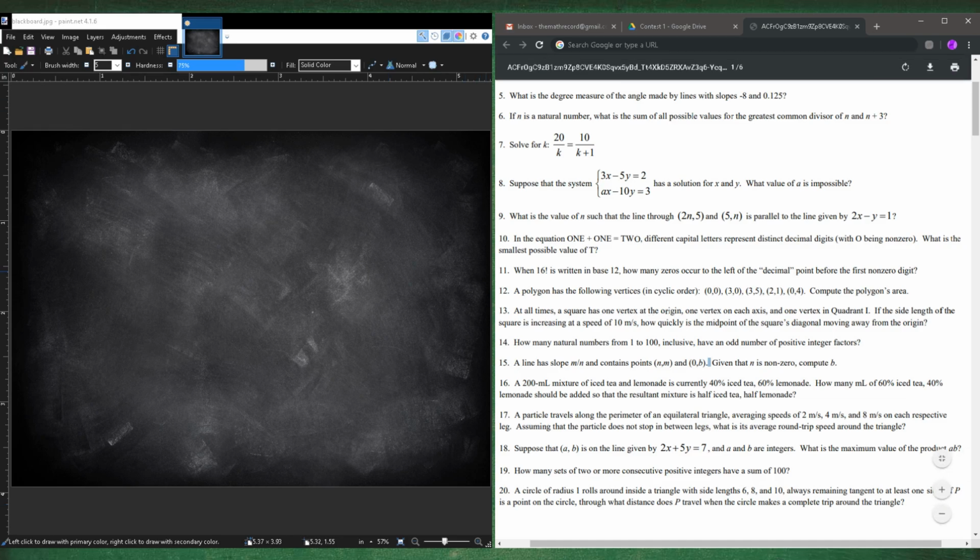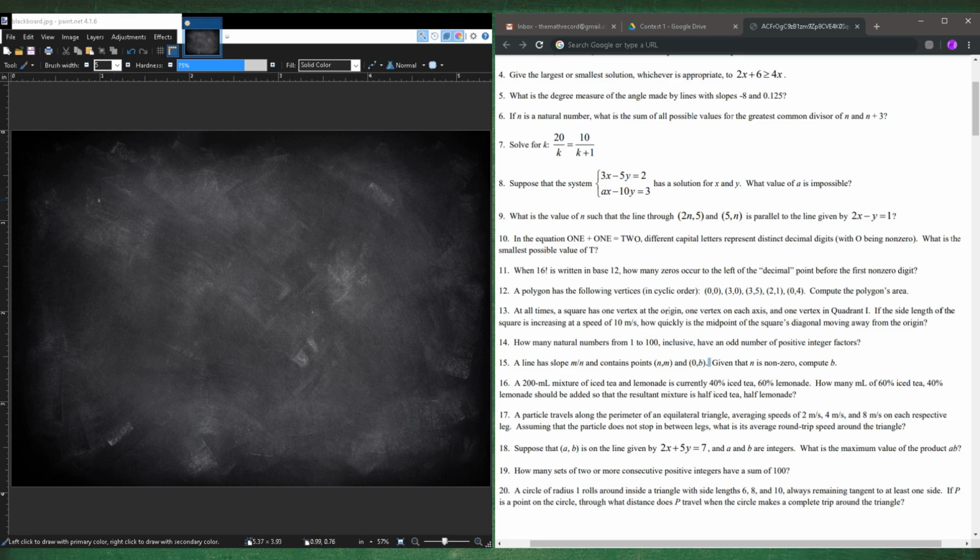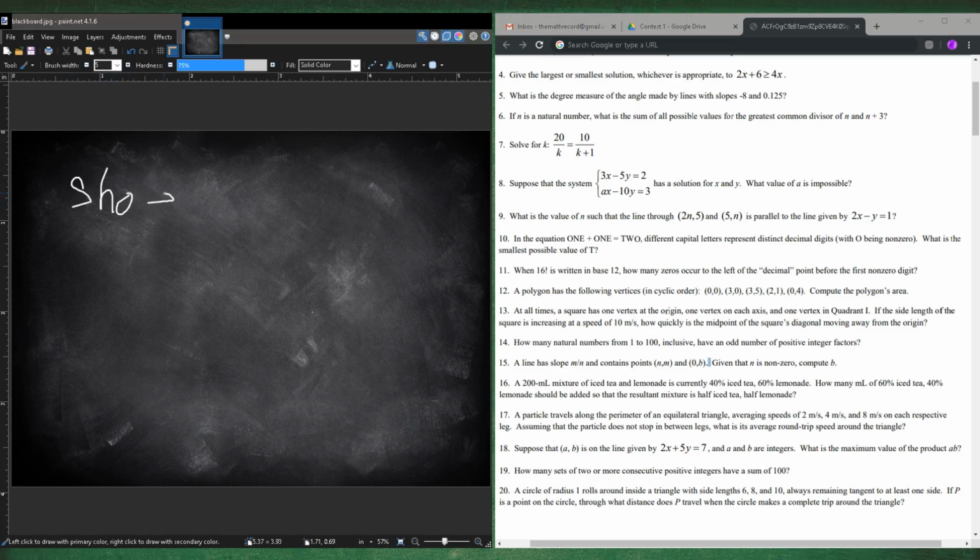Number 12. A polygon has the following vertices in cyclic order: (0, 0), (3, 0), (3, 5), (2, 1), and (0, 4). Compute the polygon's area. If you watched the previous video, I introduced something called the Shoelace Theorem to find the area using matrices for a plane, basically. So I'm going to do the exact same way.